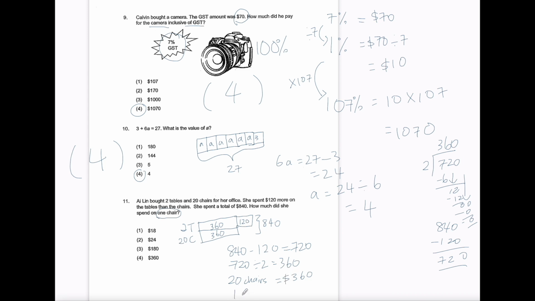How much is one chair? I need to take 360 to divide by 20. So because this is MCQ, you can't use calculator. Let me show you a trick, okay? When you have to divide by double digits.